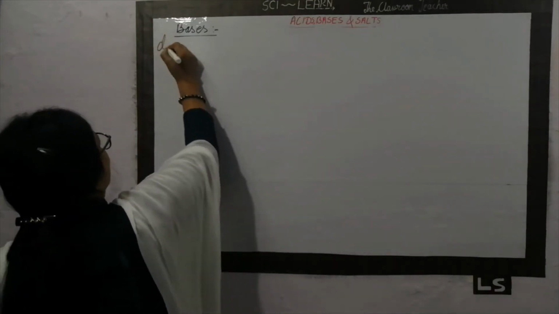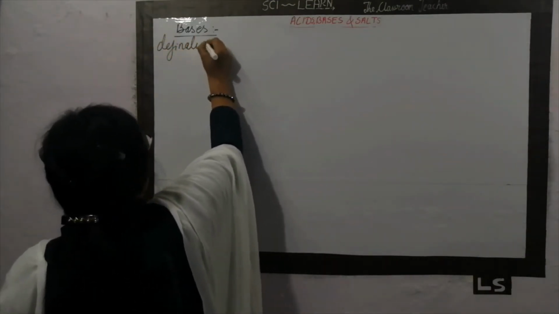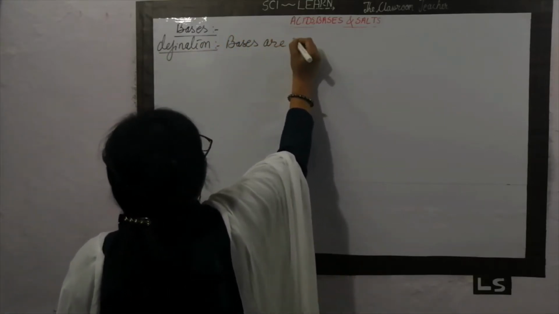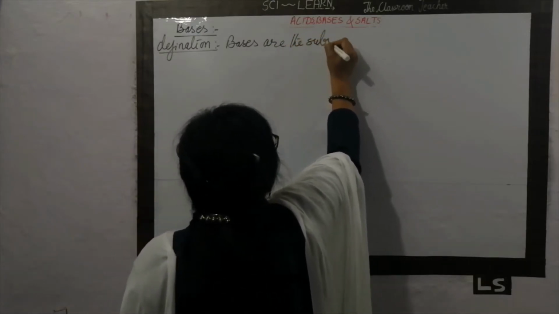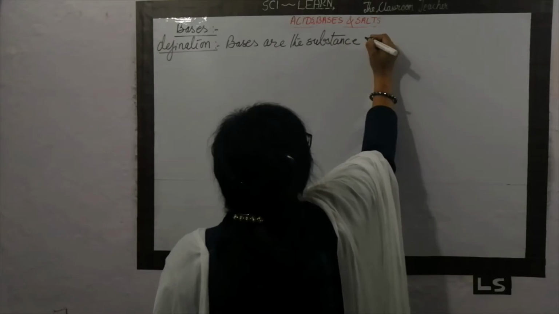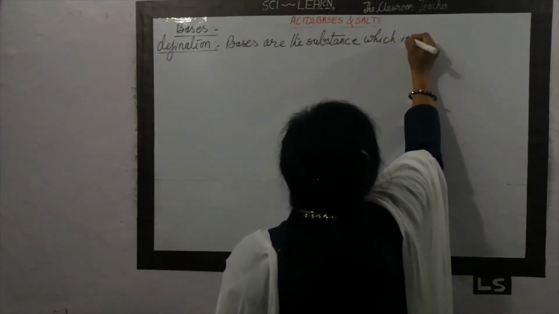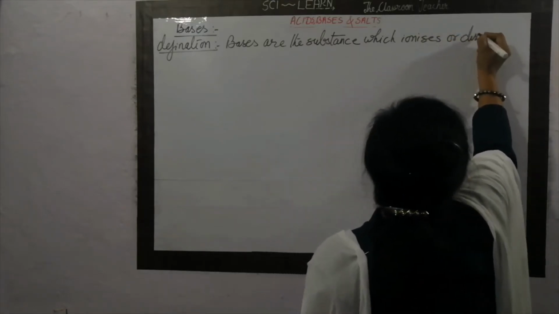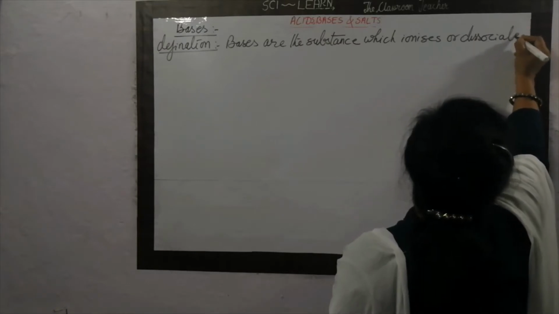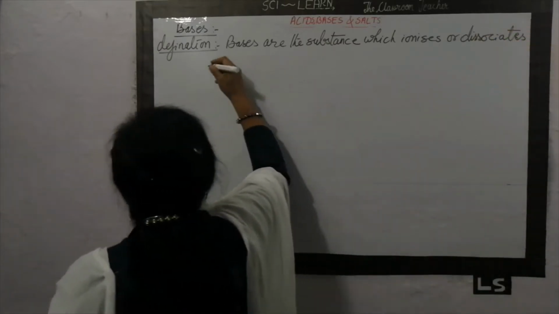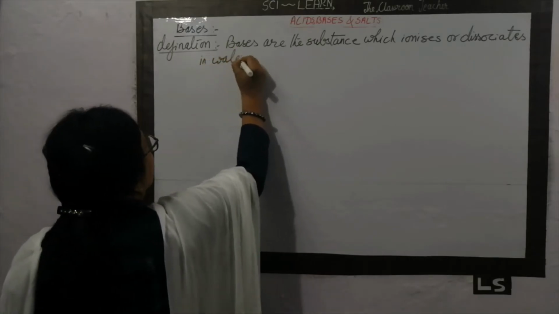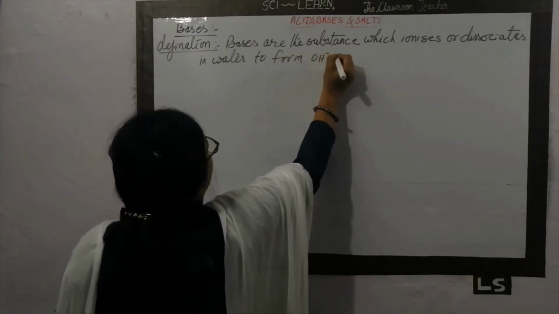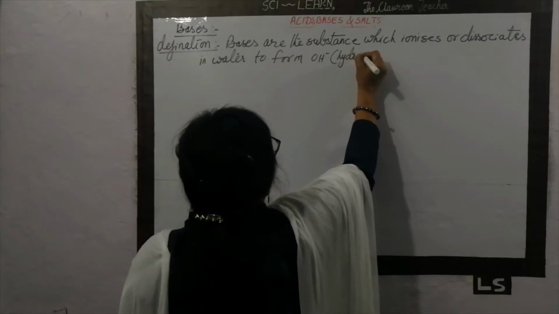So what are the bases? How do we define them? Bases are substances which ionize or dissociate in water to form OH minus, that is called the hydroxy ion.